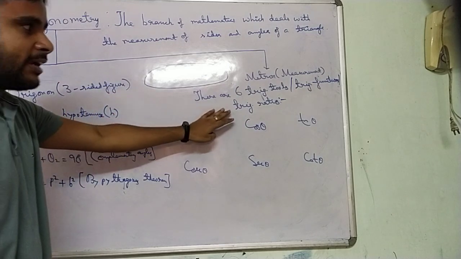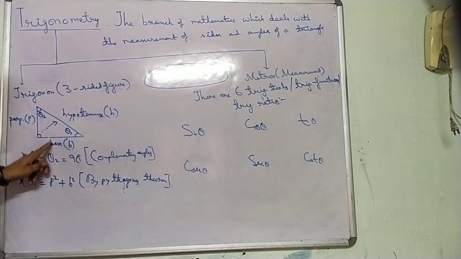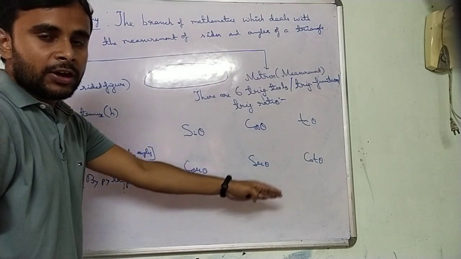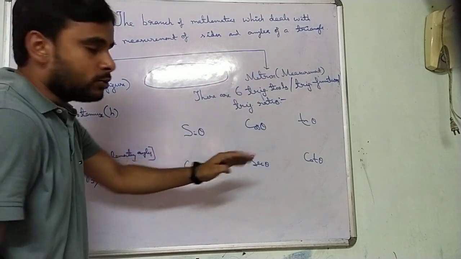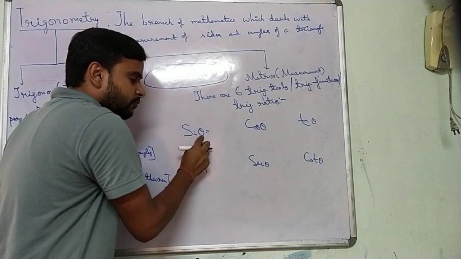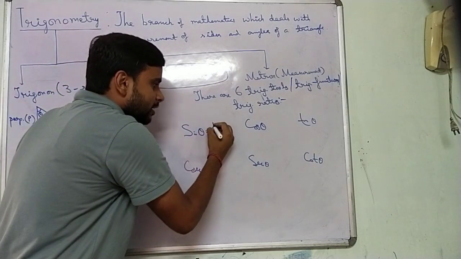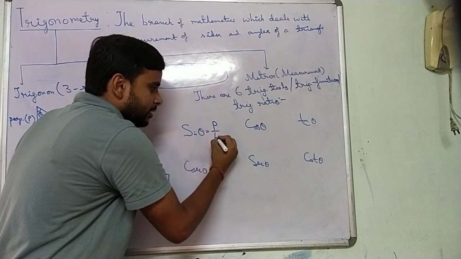So for the measurement of right angle triangles, meaning the sides and the angles of a right angle triangle, we have got certain functions. We have got some ratios, trigonometric ratios. We have got trigonometric tools. And what are these? Sine function, that is sine theta, which is the ratio of perpendicular by hypotenuse.